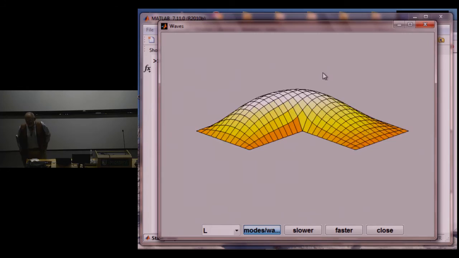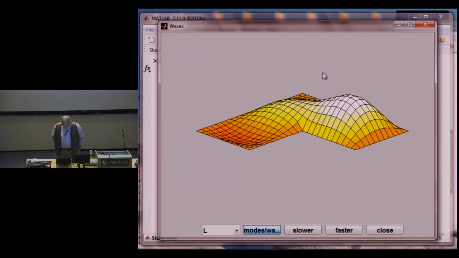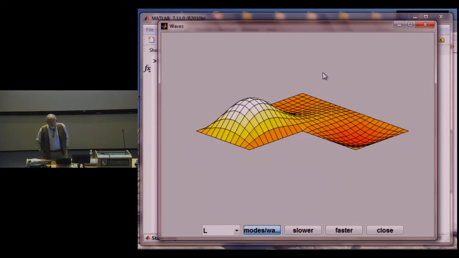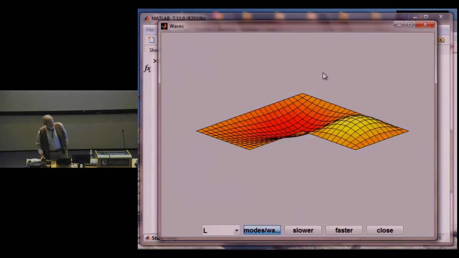Okay, thank you on the lights. So I'm going to mention our company logo when we get into the talk, but this is really the solution to a partial differential equation, the wave equation. And this is showing the vibrations of an L-shaped membrane.